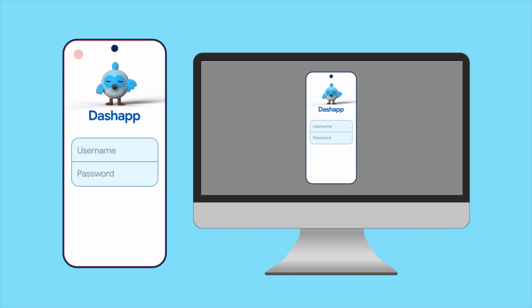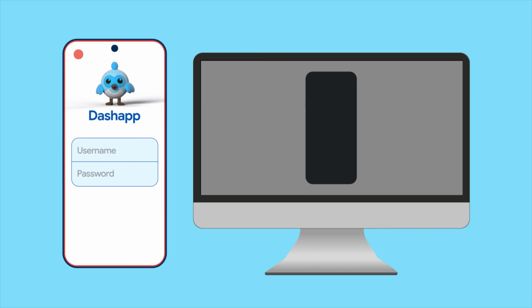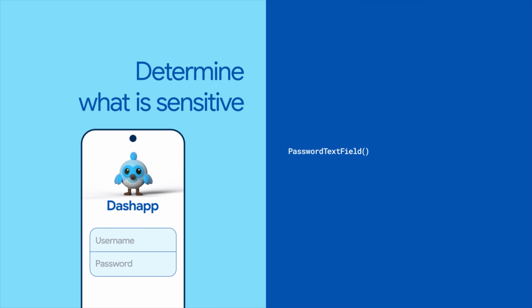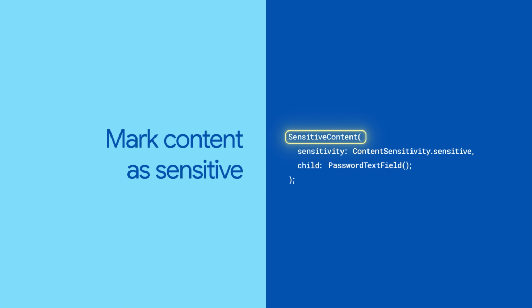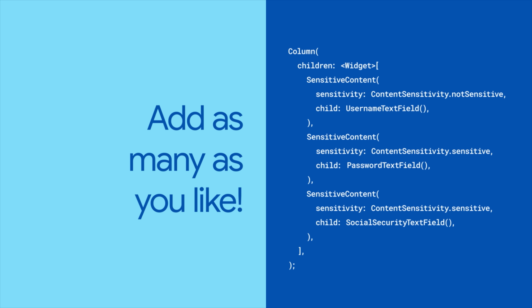Whenever a user tries to share or record a screen containing sensitive content, the Sensitive Content widget will obscure or black out the entire screen in the recording. You can use the Sensitive Content widget by first determining which widgets in your app may potentially contain, well, sensitive content. Wrap that widget with the Sensitive Content widget and set its sensitivity to ContentSensitivity.sensitive. You can add as many sensitive content widgets as you like.